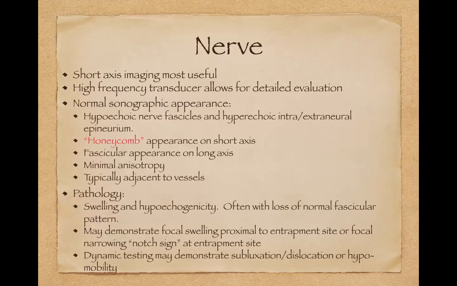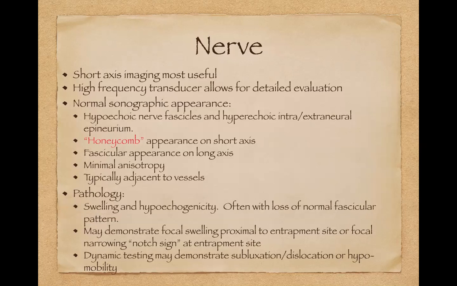Next up is nerve. Of course, the best way to image a nerve is in short axis. That's how we track it back even through the arm. High frequency transducer allows for more detailed evaluation. The normal sonographic appearance is hypoechoic nerve fascicles and hyperechoic intra- and extraneural epineurium. You have this honeycomb appearance in short axis and the fascicular appearance on long. Pretty minimal anisotropy, and it's typically adjacent to vessels.